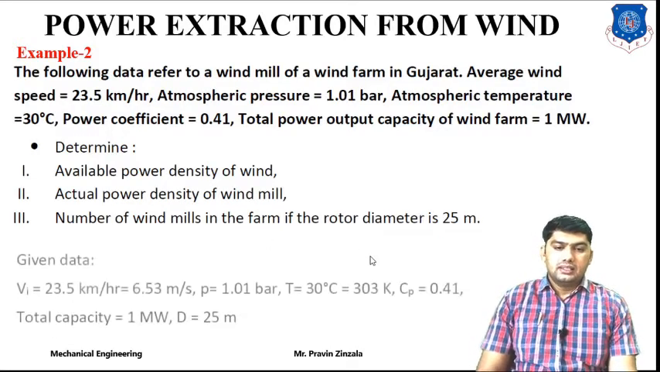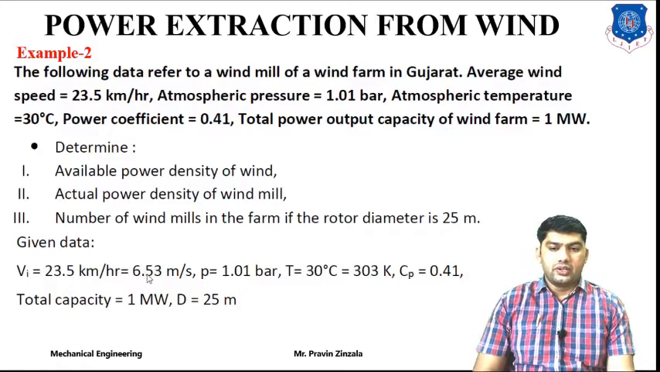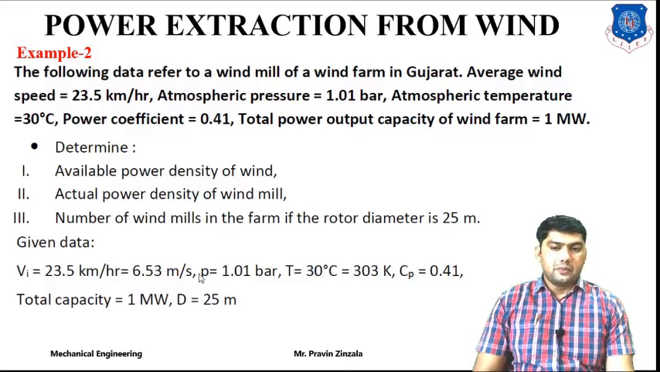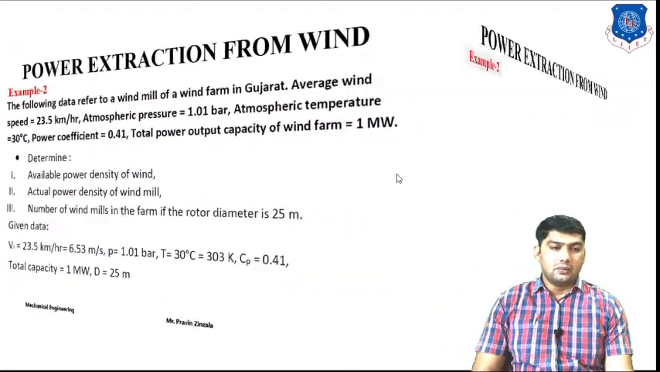So in this example, the given velocity is in kilometer per hour, so we have to convert it into meter per second. So it is 6.53 meter per second. Pressure, temperature, power coefficient 0.41, and total capacity of wind farm is 1 megawatt and diameter of wind turbine is 25 meter. Then step by step we will first calculate the available power density of wind.